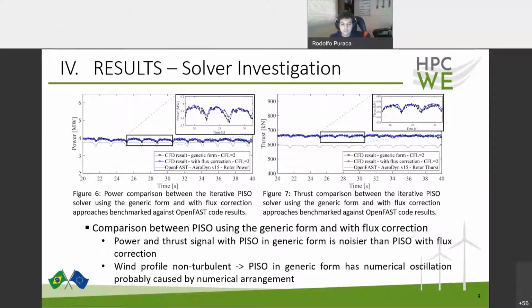Analyzing this graph, it can be noted that although the mean value is close for the power and thrust, the signal from the PISO in generic form is noisier than the PISO with flux correction for both the power and the thrust. And the simulations use a non-turbulent wind profile as inflow. So this noise can be seen as a numerical instability caused by a numerical arrangement, which is not wanted for a simulation that in the future will be used to analyze turbulent wind profiles. Next slide, please.